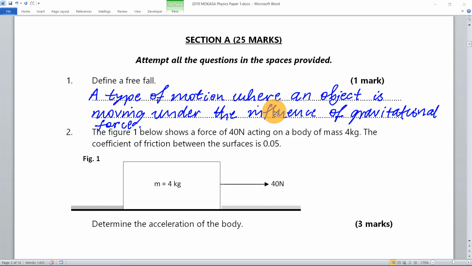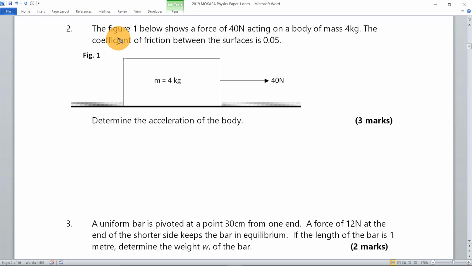Now let's go to question 2. In this question, we are told that the figure below shows a force of 40 newtons acting on a body of mass 4 kilograms. The coefficient of friction between the surfaces is 0.05, and the diagram is given here, and then you are told to determine the acceleration of the object.